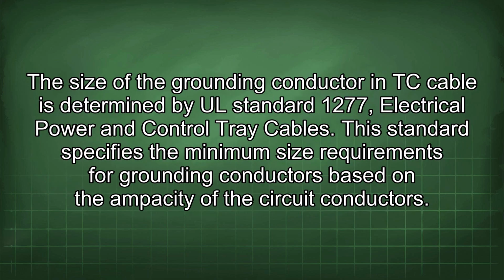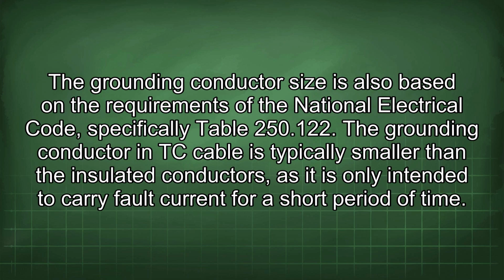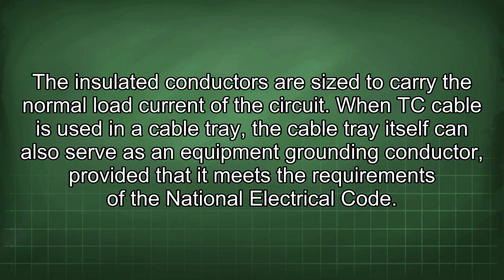The size of the grounding conductor in TC cable is determined by UL Standard 1277, Electrical Power and Control Tray Cables. This standard specifies the minimum size requirements for grounding conductors based on the ampacity of the circuit conductors. The grounding conductor size is also based on the requirements of the National Electrical Code, specifically Table 250.122. The grounding conductor in TC cable is typically smaller than the insulated conductors, as it is only intended to carry fault current for a short period of time. The insulated conductors are sized to carry the normal load current of the circuit.